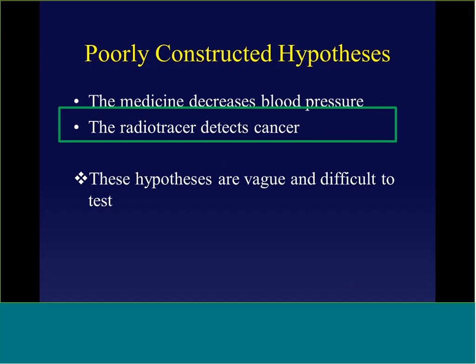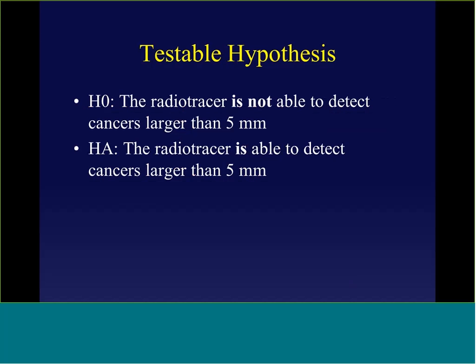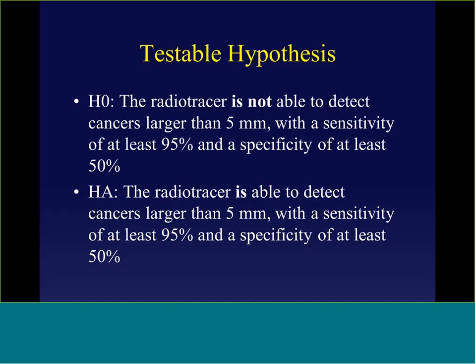Another example here, we have this: the radiotracer detects cancer. A better way to state it is that the radiotracer is not able to detect cancers smaller than 5 millimeters and is able to detect cancers larger than 5 millimeters. Here you've explicitly stated what your size threshold is for detection. But I would argue an even better way of stating this is, since remember that detection is really dependent on the threshold you set, okay? And so what does it actually mean to be able to detect something? Well, you could refine this further and specify in advance what sensitivity and specificity you would like to achieve for this radiotracer.